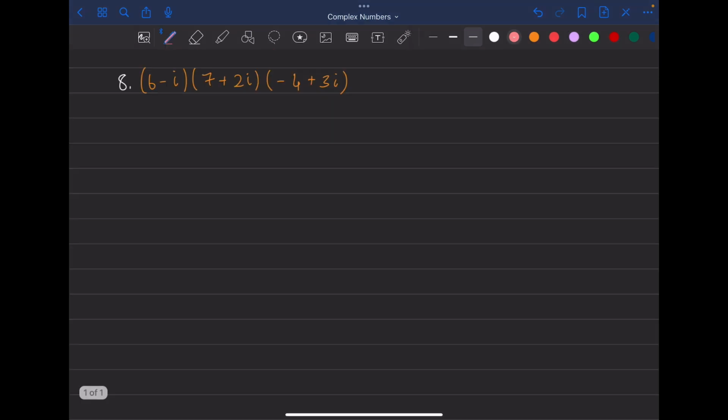Okay, for our last question here we have 3 parentheses being multiplied together at the same time. Once again, we're going to treat it like algebra, nothing special and nothing new. So first, let's multiply the first 2 parentheses. 6 times 7, I'm going to write it here, is 42. And 6 times 2i is positive 12i. Negative i times 7 is minus 7i. And then negative i times 2i is negative 2i squared.